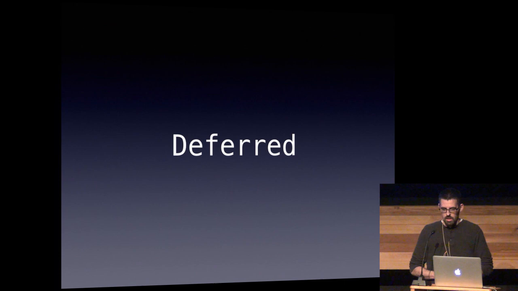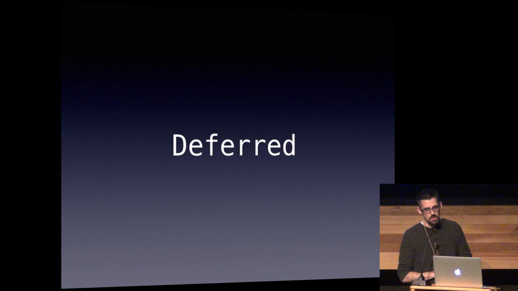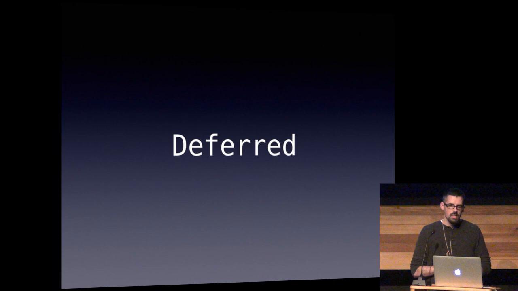Let's switch and talk about asynchronous stuff for just a minute. We'll come back to results shortly. So Deferred is a library for doing asynchronous programming. It is very similar to a promise or a future. Probably a bunch of people, yeah, everybody's nodding their heads. You know what this is.